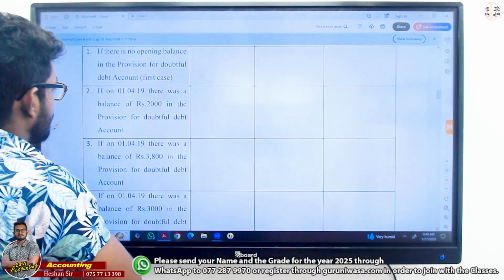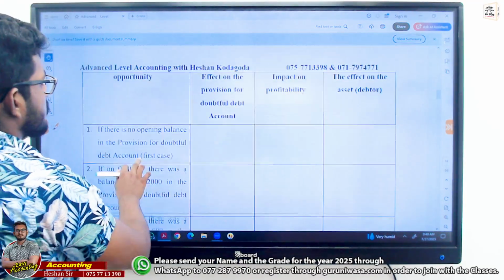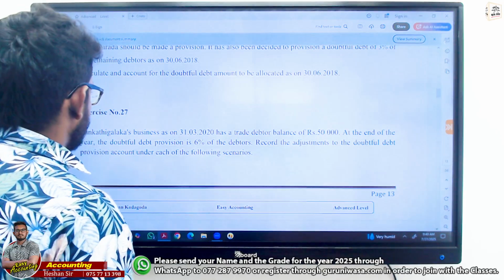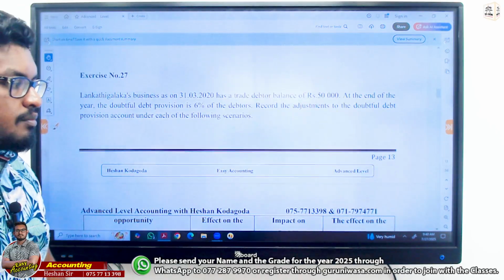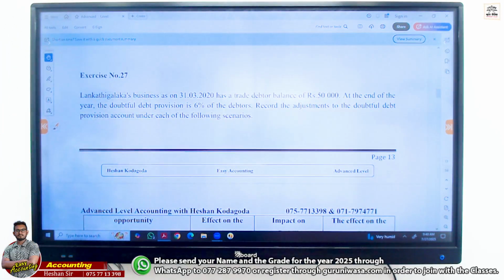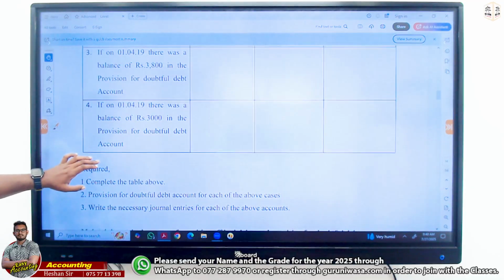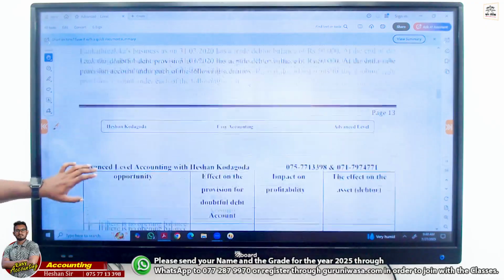Shall we do 27 first? Then we can go to the special provision and general provision. I want to explain it. Right. Can you do 27?